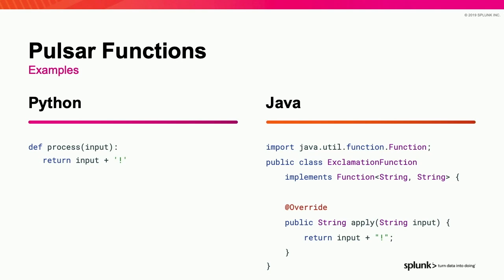Similarly, in the Java style, you can derive from the Java util function and implement a method called apply. The input for the apply method is a string input, and the output for the method is a string output, and the logic appends an exclamation to the input string and returns an output string.